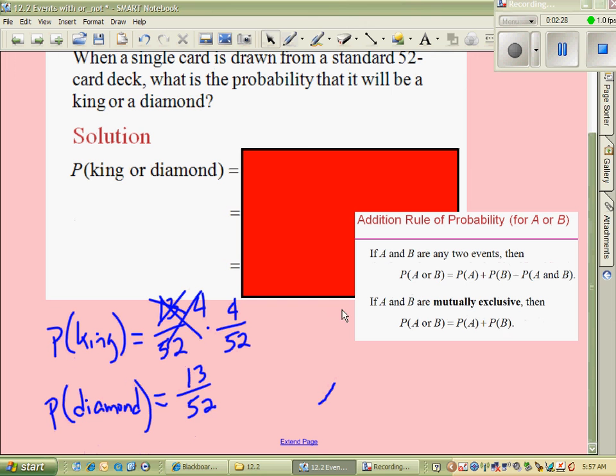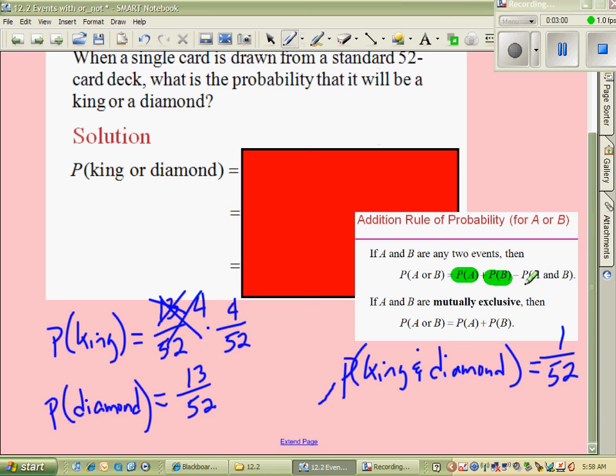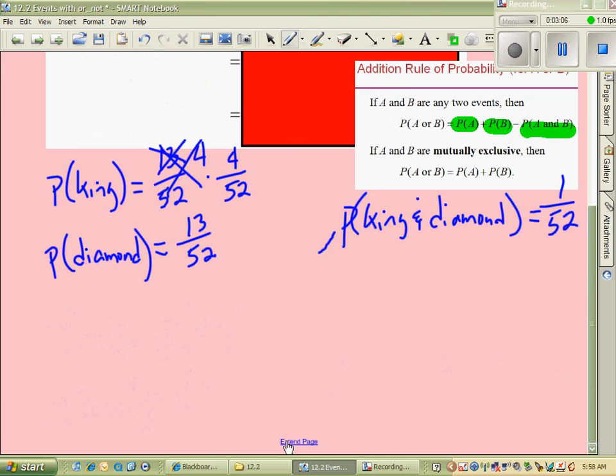So what we need to think about now before we move on is, what's the probability of getting a king and a diamond? Alright, okay, so how many kings are there that are diamonds? 1 out of 52. So now we take these three different probabilities, which in the equation has three different spots. 1 probability, 2 probabilities, 3 probabilities, and we put them into the equation and we solve. So when we do that, give me a minute to write this down.